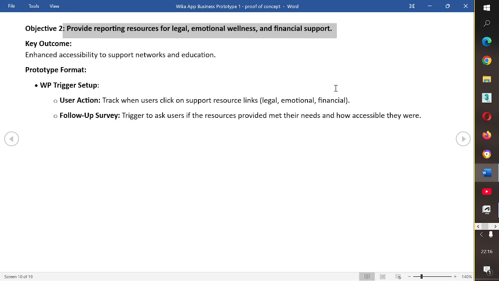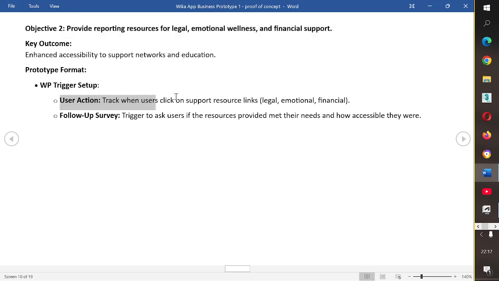Other things you may have talked about that I haven't put here would be issues on education. I think, how do you educate? I don't know if we should include it here. I'm trying to simplify the form, so I picked the most important ones. There's another issue. I've forgotten it now. Okay, the key outcome of this is enhanced accessibility to support networks and education. And then, of course, the prototype format are these.